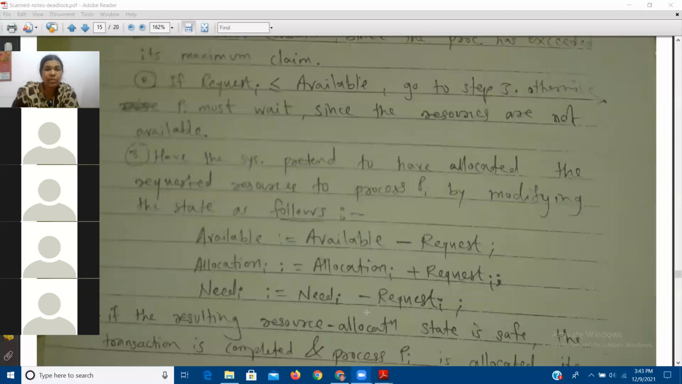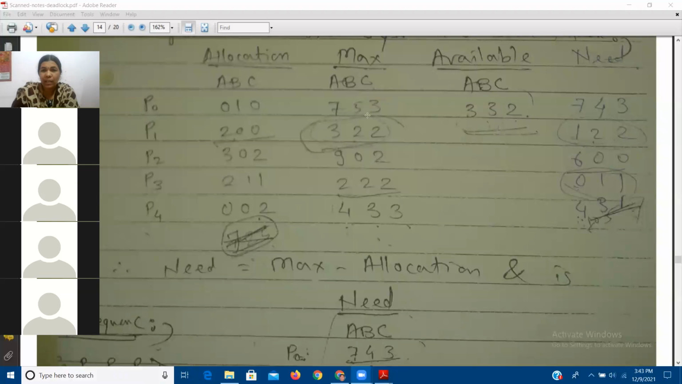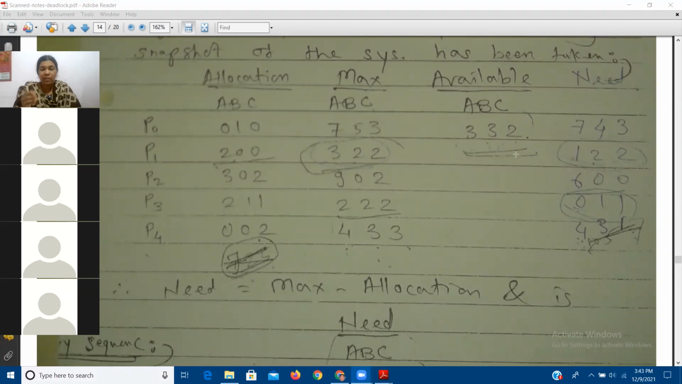Okay, so you may take the same example also. For example, here we had calculated the need; we have taken the same example in front of you to help you understand. Available is 3 3 2, and suppose process P0's need is 7 4 3, but suppose P0 requests 2 2 1. Listen carefully, what is the request? Its maximum request is 743, but it has requested 221. So can I grant the request?